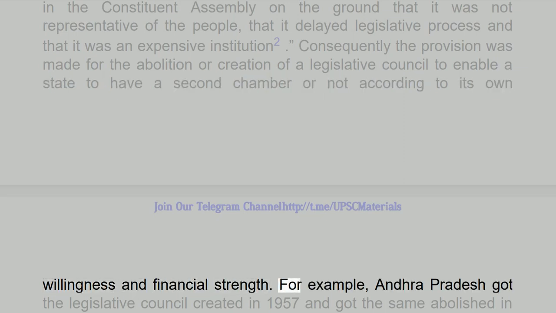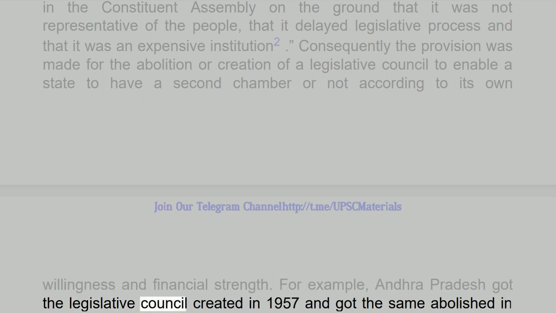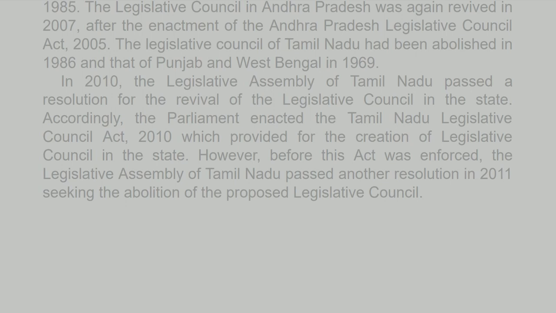For example, Andhra Pradesh got the legislative council created in 1957 and got the same abolished in 1985. The Legislative Council in Andhra Pradesh was again revived in 2007, after the enactment of the Andhra Pradesh Legislative Council Act, 2005. The Legislative Council of Tamil Nadu had been abolished in 1986 and that of Punjab and West Bengal in 1969. In 2010, the Legislative Assembly of Tamil Nadu passed a resolution for the revival of the Legislative Council in the state. Accordingly, the Parliament enacted the Tamil Nadu Legislative Council Act, 2010 which provided for the creation of a Legislative Council in the state.